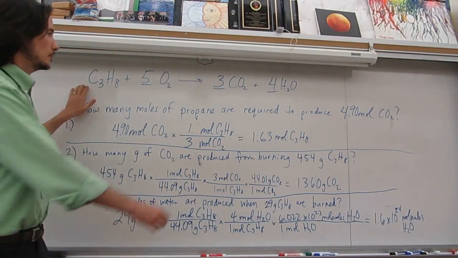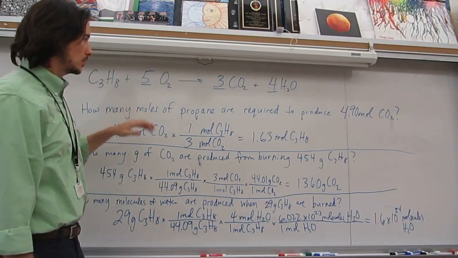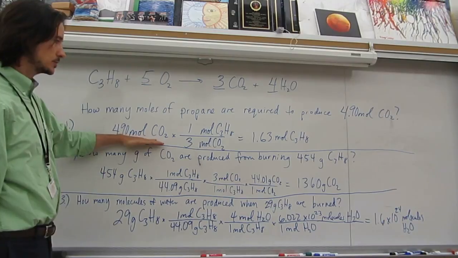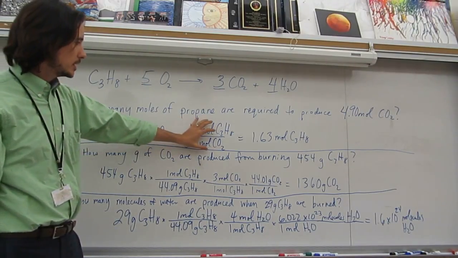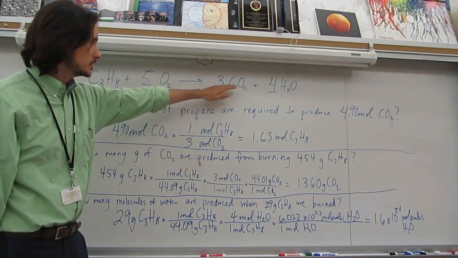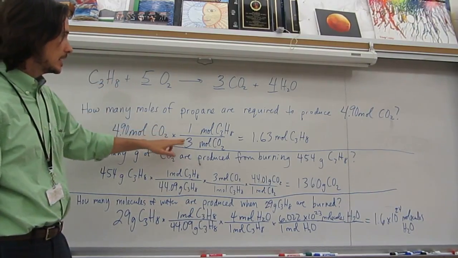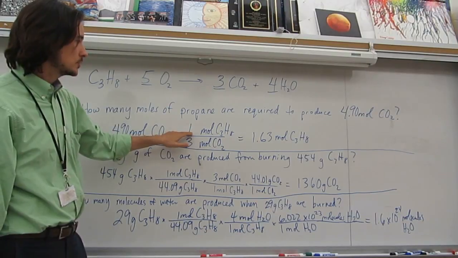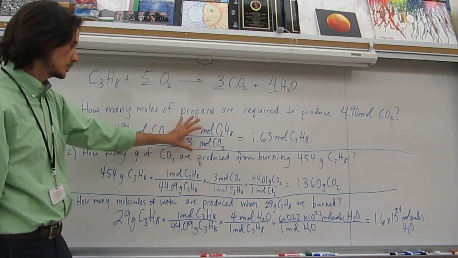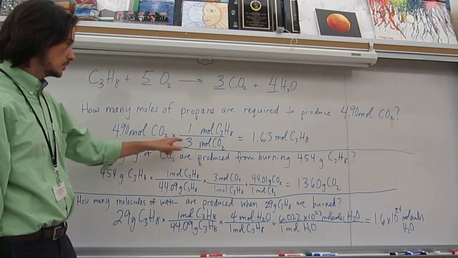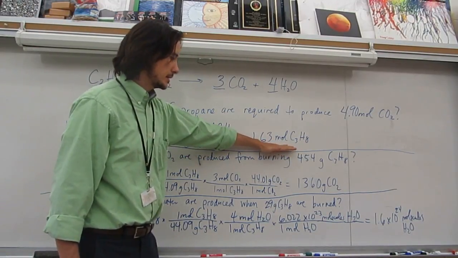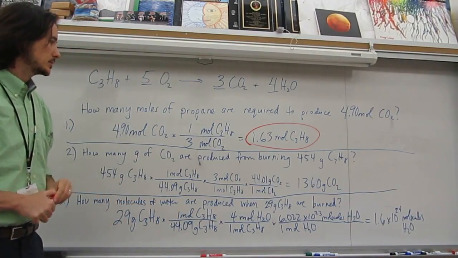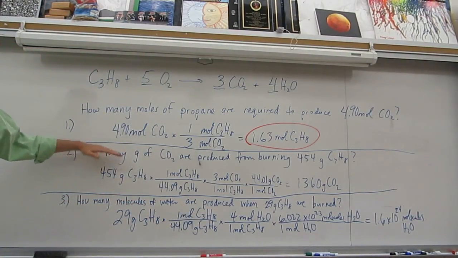So since we have a mole ratio here, all we need to do is say, okay, we want to have 4.90 moles of CO2, and then we make a conversion factor between CO2 and propane. The equation says 3 moles of CO2 will be produced from 1 mole of C3H8, so you put that in there, and that's just 4.90 divided by 3, so the answer is 1.363 moles of C3H8.